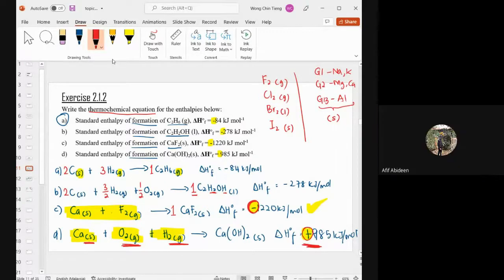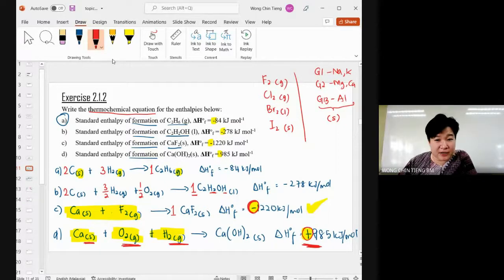Anyone? Product is more stable. Okay, so product is more stable. Alright, why is product more stable? We go for something very logical. Do you know what negative stands for? Energy release, remember?